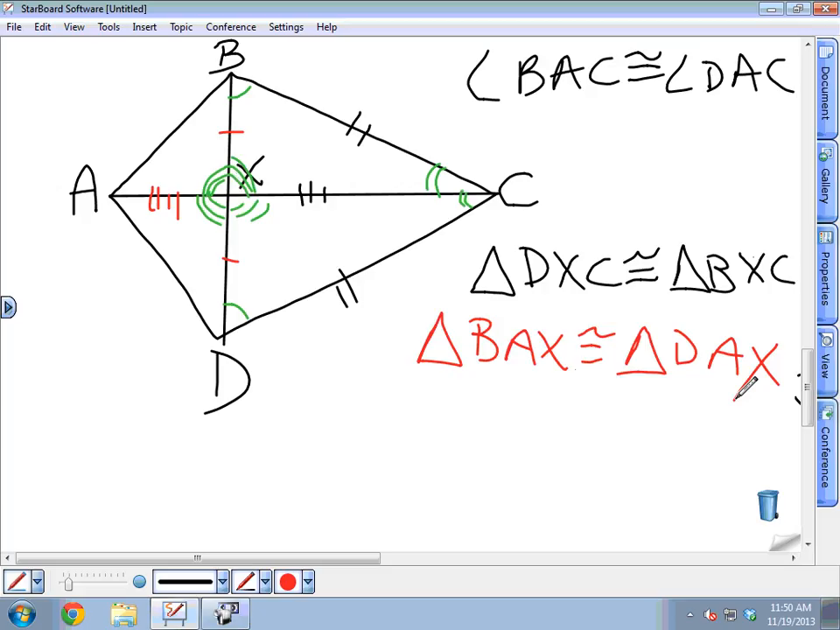All right, once I have those triangles congruent, what's the next step, Michael? Proving that two angles are congruent through CPCTC. And what are the angles? BAC. Oh wait, we didn't prove the whole triangle was congruent. Yes, we did, that's what she just did. Triangle BAX is congruent to triangle DAX. So yes, we do prove that angle BAC is congruent to DAC through CPCTC. Any questions on that?